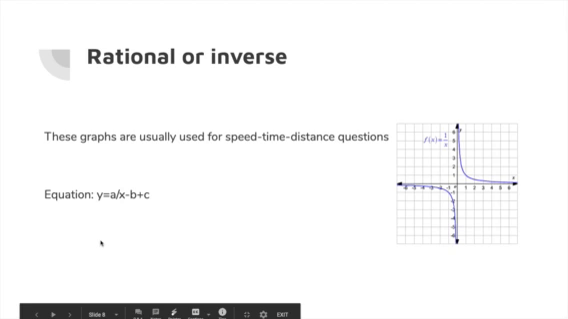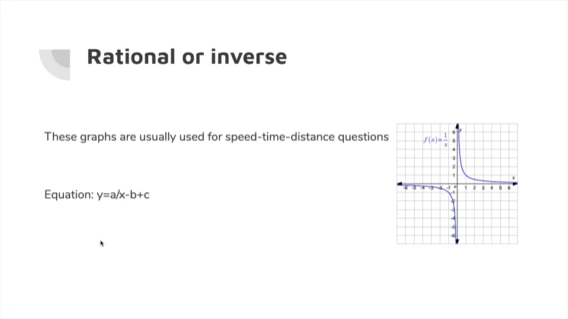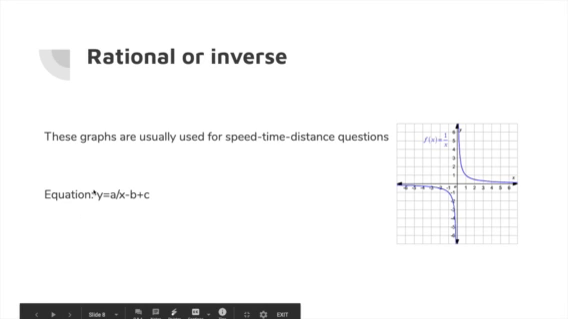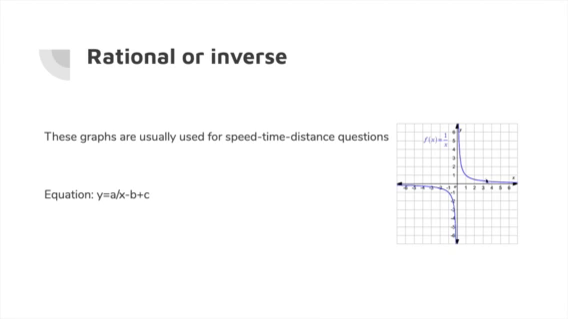Alright, our next function is rational or inverse. These graphs are usually used for speed, time, and distance questions. The formula for this function is y equals a over x minus b plus c. And here's the graph.